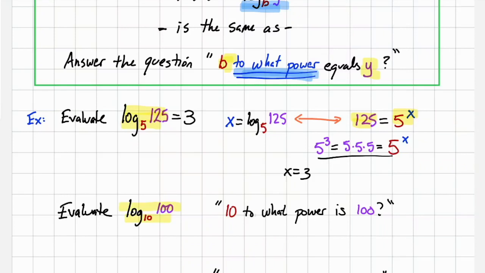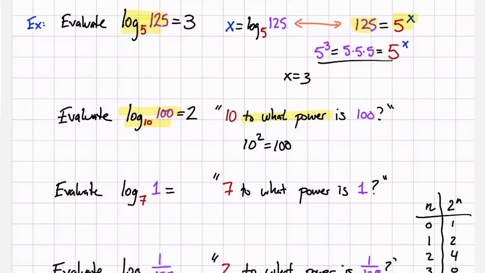Here's another example. Evaluate log base 10 of 100. That's the same as answering 10 to what power is 100. We know that 10 squared is equal to 100. So log base 10 of 100 is equal to 2. What about log base 7 of 1? 7 to what power is 1? Here, 7 to the 0th power is equal to 1. So log base 7 of 1 is equal to 0.